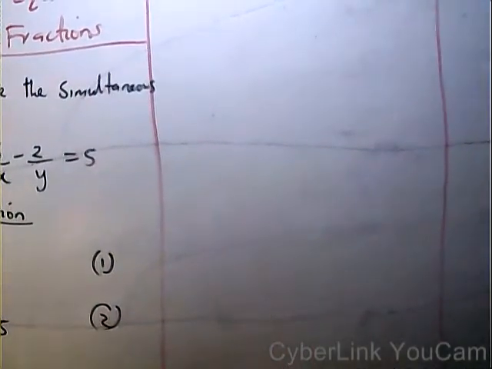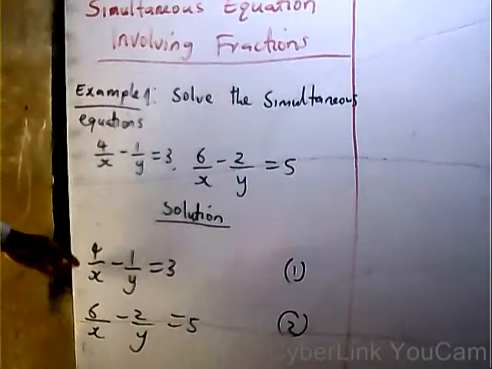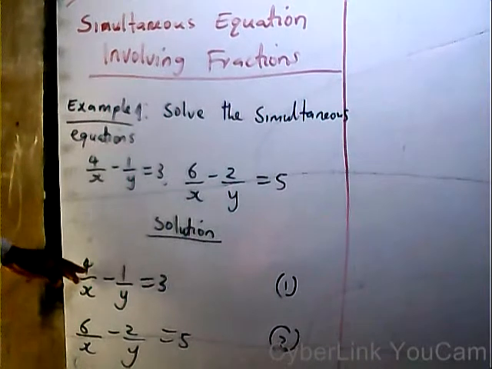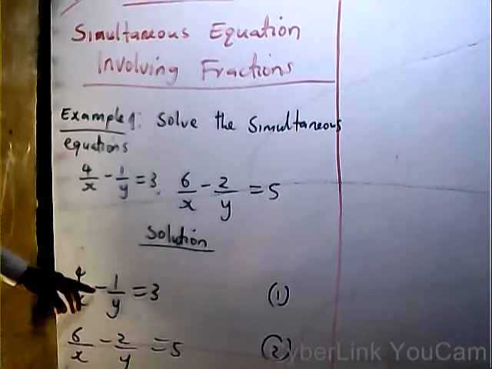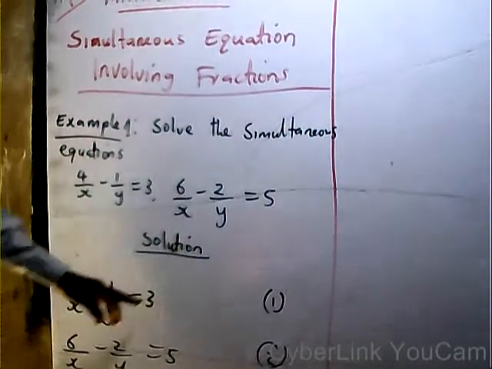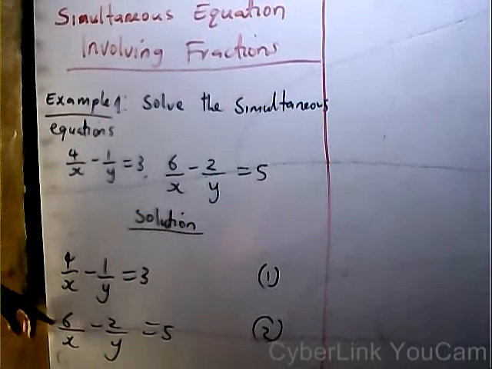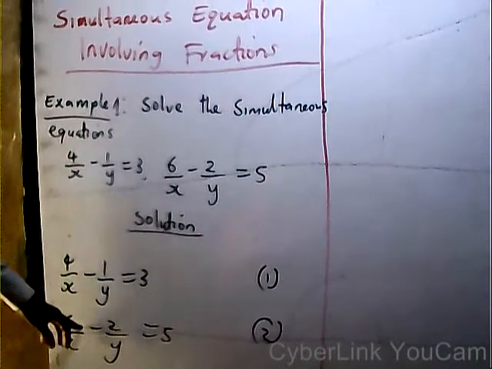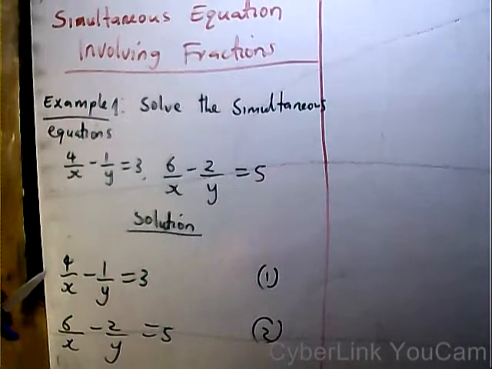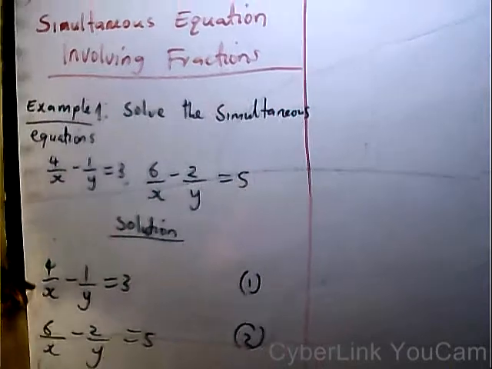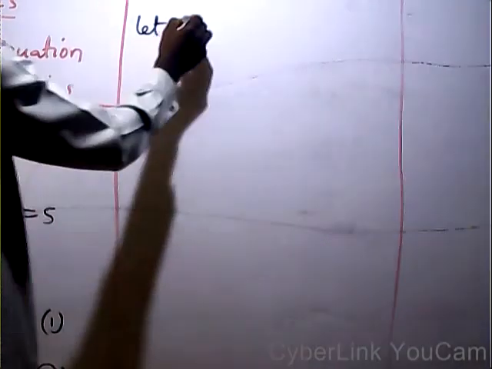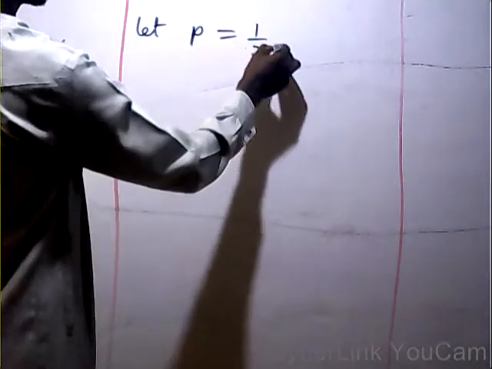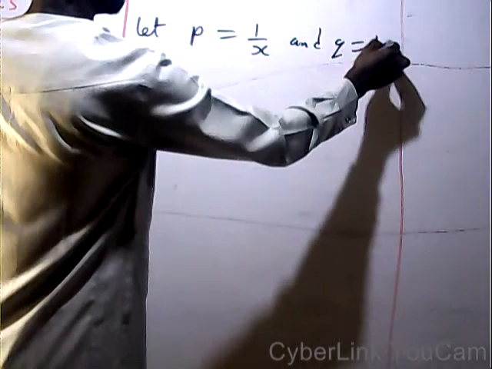So what we need to do is that if I like, I can factor this 4 out. If I factor 4 out here, you have 4 times 1 over x minus 1 times 1 over y is equal to 3. Here also I can factor 6 out, and I will have 6 times 1 over x minus 2 times 1 over y is equal to 5. It's still the same thing. Now if I do that, I can say let p equal 1 over x and q equal 1 over y.